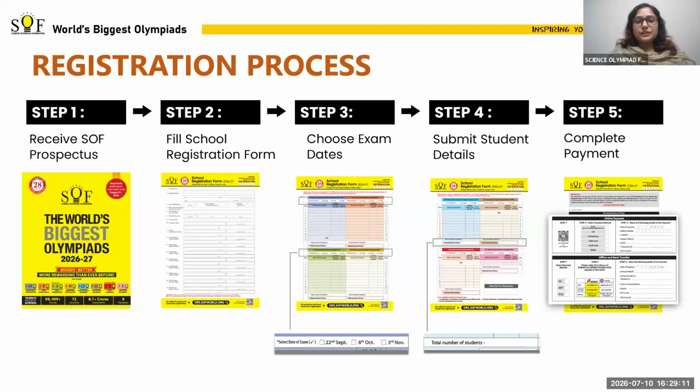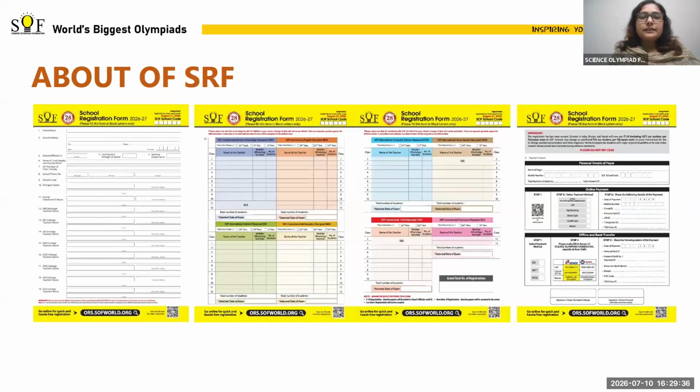Next, we have the registration process. Once the school receives the prospectus, they can fill this school registration form, select the examination date, submit student details, and complete payment. That's it. These are the simple 5 steps that you have to follow. But we have seen that the most important part of the registration is filling the SRF and SRS form. So here is the SRF form.